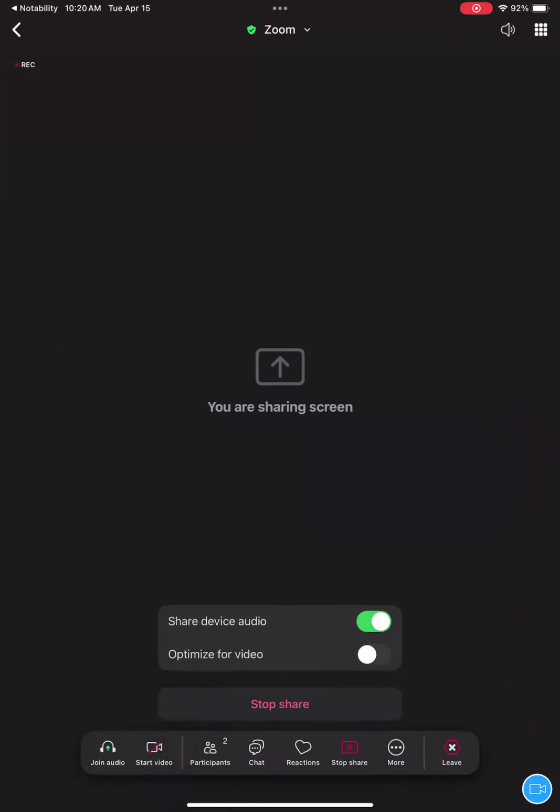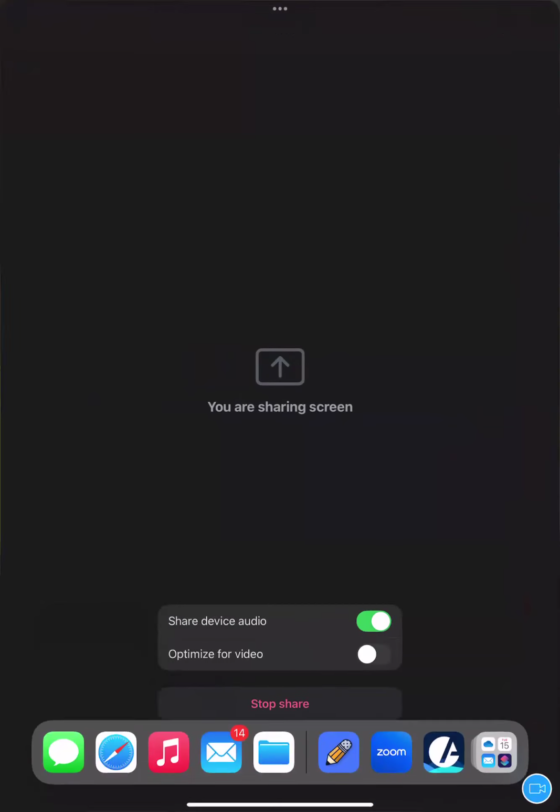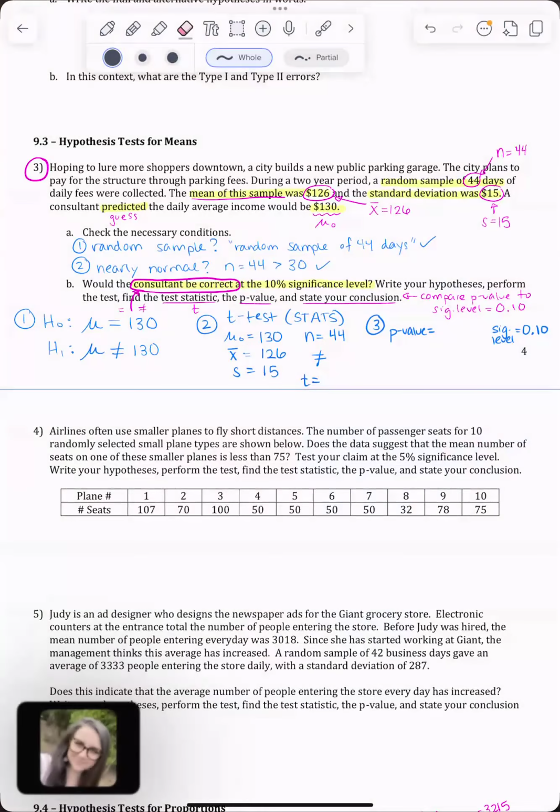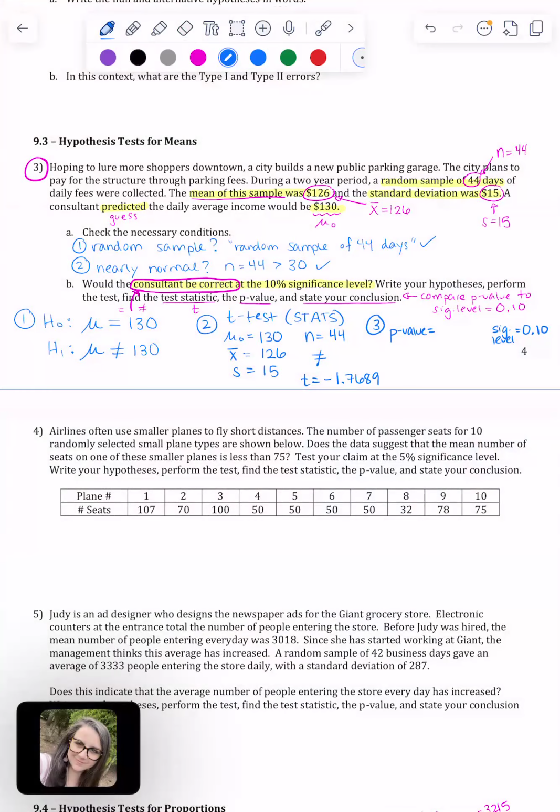So what do we have from our calculator? Let's record everything that we've got from our calculator. We've got t equals negative 1.7689 if we round it to 4 decimal places. And if we round our p-value, we have 0.0840. Okay, so at this point, it is time for us to make a conclusion comparing our p-value to our significance level for step 3.